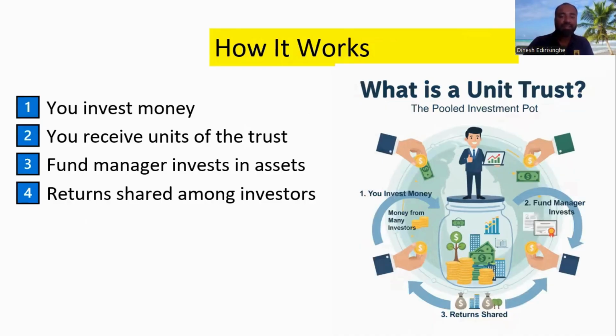How does it work? First, you invest some money in a unit trust. You then receive something called units, which represent your share of the total fund. The fund manager invests the pooled money in various assets. These assets may be commercial papers, treasury bills, treasury bonds, like that. If the investments perform well, the value of your units increases and you earn a return.